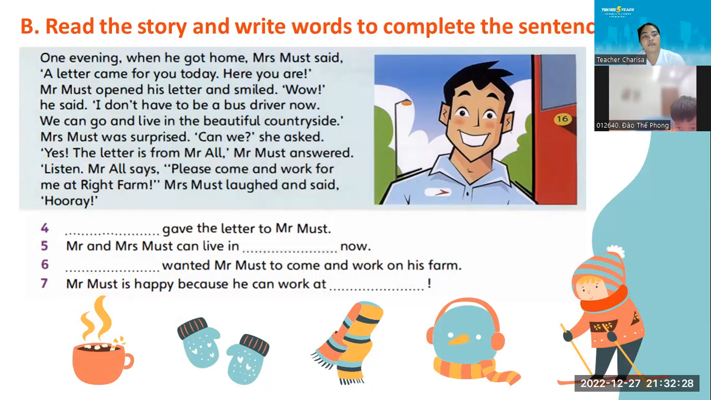One evening, when he got home, Miss Mistake, a letter came for you today. Here you are. Miss opened it, settled and smiled. Well, he said, I don't have to be a bus driver now. We can go and live in the beautiful countryside. Mr. Merce was surprised. Can we? Surprise, again, surprise. Surprise. Surprise. Can we? She asked him. Yes, the letter is for Mr. R. Mr. Merce answered, listen. Mr. R said, please come and walk. Walk for me at right time. Mr. Murderer, they say, hooray.